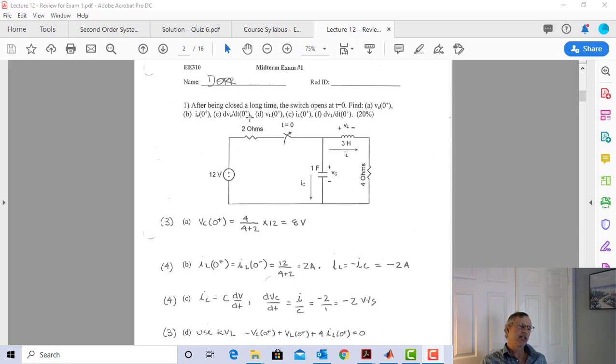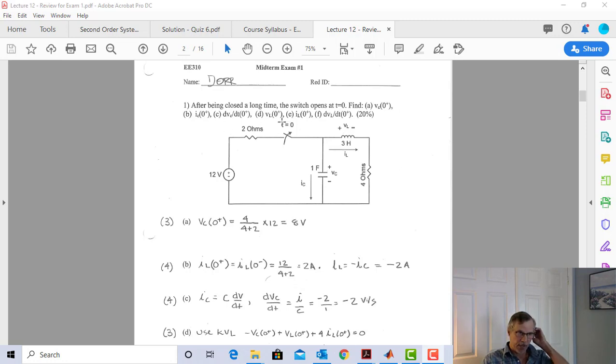dVC/dt at 0 plus. Well, we know that IC equals C dV/dt, so we can just solve that for dV/dt, and we get I over C equals negative 2 volts per second. So that 8 volts we had here at time equals 0 plus is going down, and its slope right at 0 plus is going to be minus 2 volts per second.